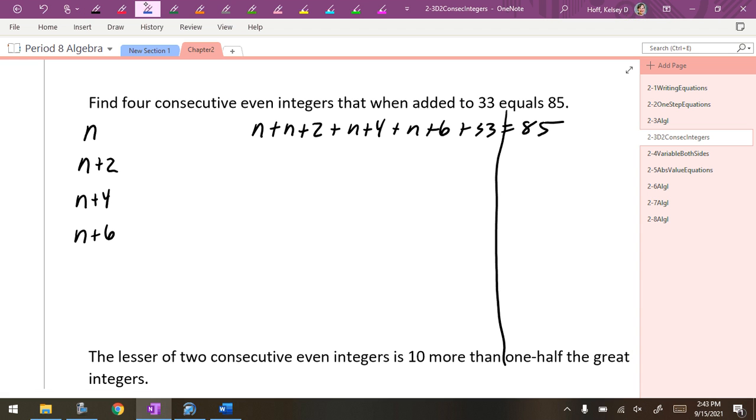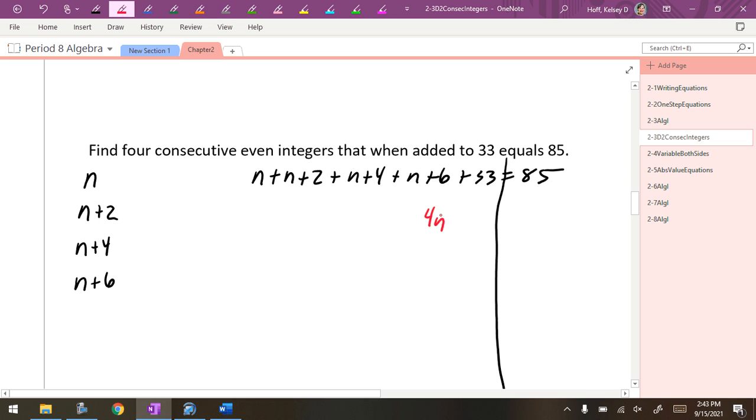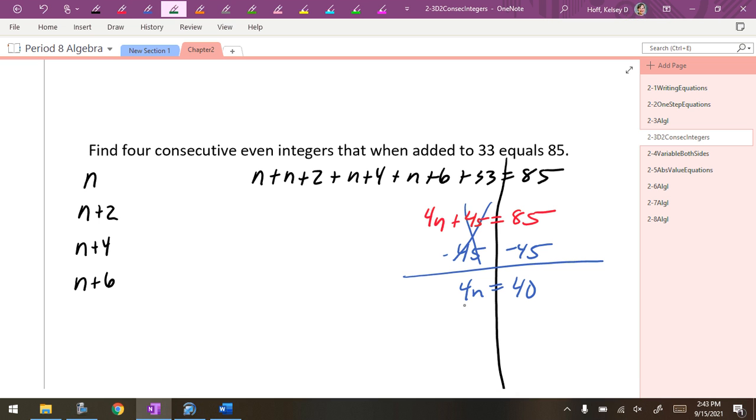Combining like terms, left-hand side, 4n plus 45 equals 85. Then minus 45, 4n equals 40. Then divide by 4. N equals 10. N plus 2, n plus 4, n plus 6.